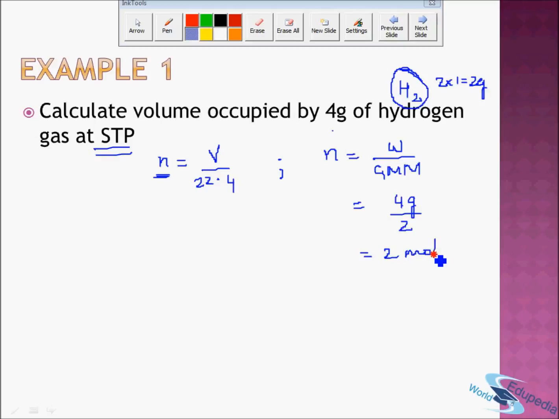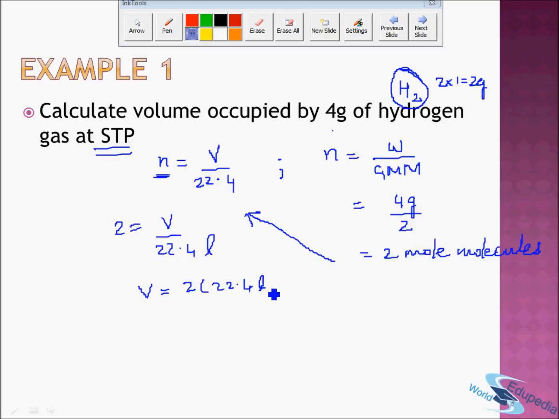This means that I have 2 molecules of hydrogen gas. Okay. So now I know moles. So I can directly substitute them here. I can substitute this value here. So I get 2 is equal to V divided by 22.4 liter. So V is equal to 2 into 22.4. Okay, 2 into 22.4 liter, which is 44.8 liter.